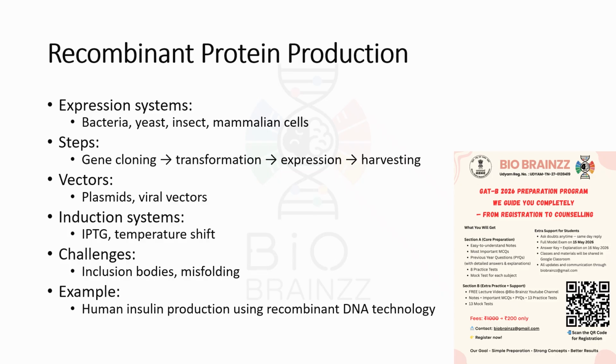Vectors such as plasmids and viral systems are used to introduce the gene of interest, and expression is often controlled using induction systems like IPTG or temperature shifts. However, challenges such as protein misfolding and formation of inclusion bodies can affect yield and functionality. A well-known example is the production of human insulin using recombinant DNA technology.